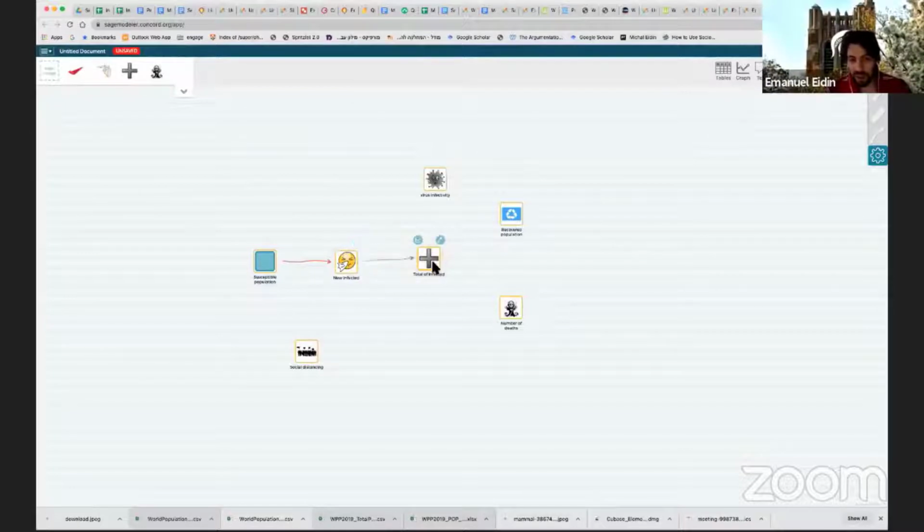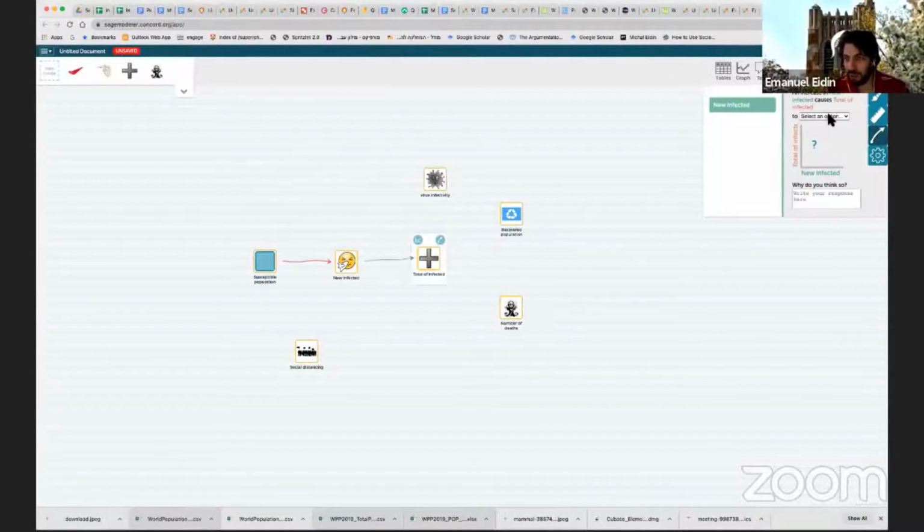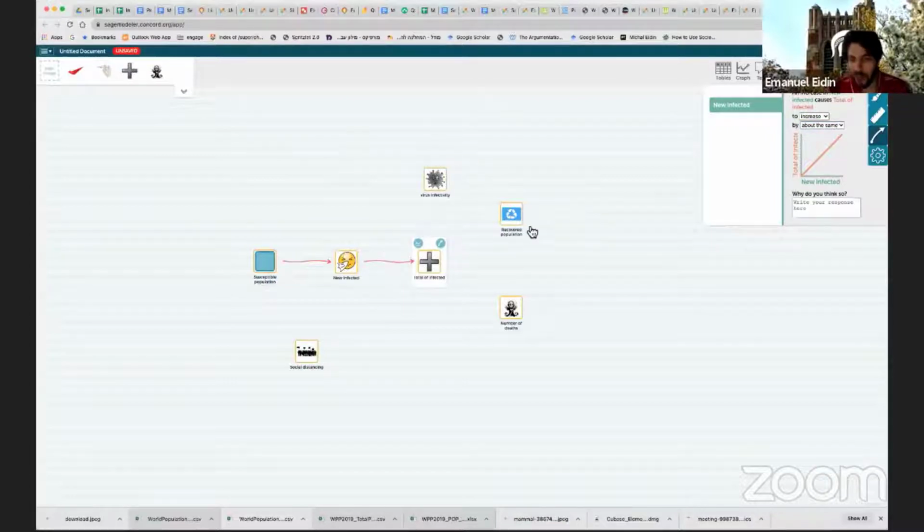The more new infected I have, so I go again to this arrow and I increase, let's say about the same, just for the matter of simplification. I will assume, of course, that the more total infected I have, so basically that depends on the virus, whether the number of recoveries will be a little or about the same, but let's say about the same just for sake of simplicity. And the number of deaths, the more infected I have, the ratio will be the same.